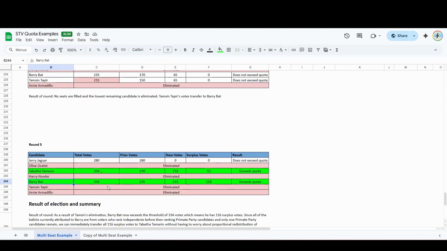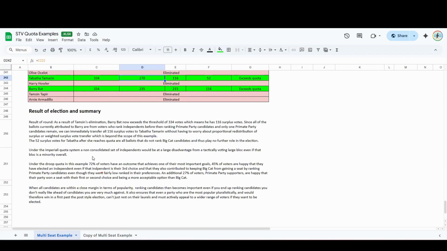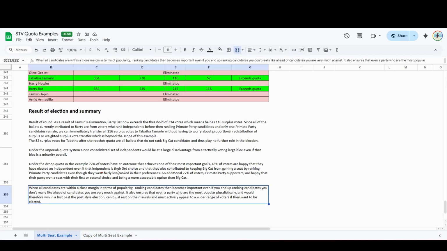And since we know that independents represented 45% of the voters, and all of those 45% preferred primate party to big cat, big cat was actually a minority despite being the largest party. We got, again, a more representative outcome. And then I just put a big old summary on there, which I'm not going to read all about, but hopefully that was reasonably easy to follow.